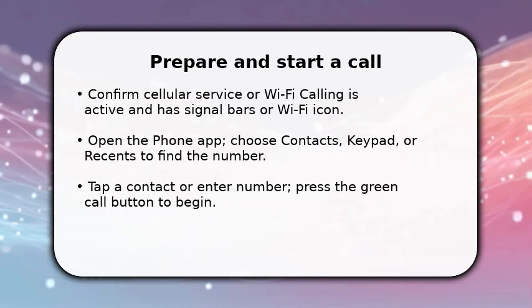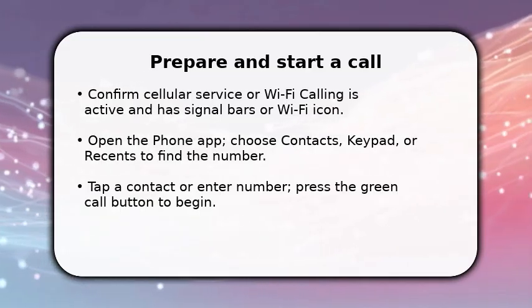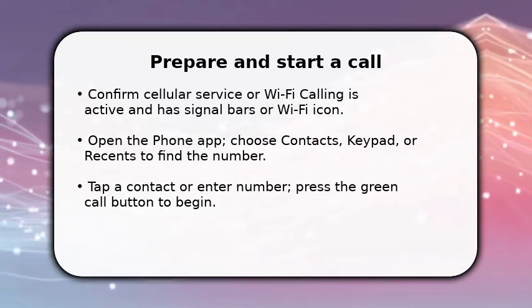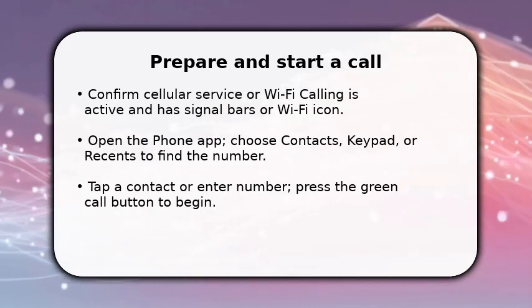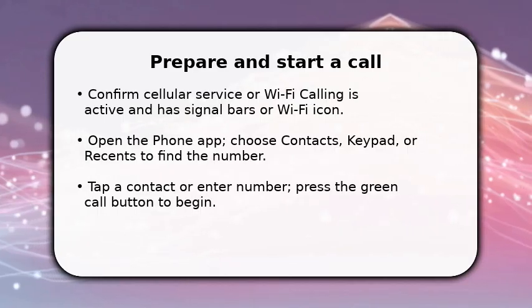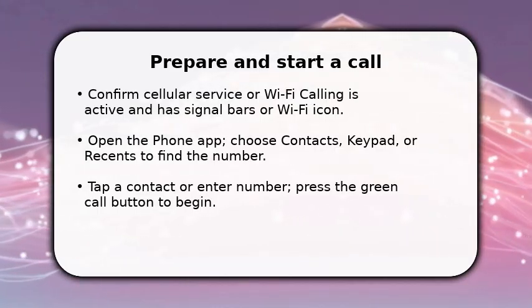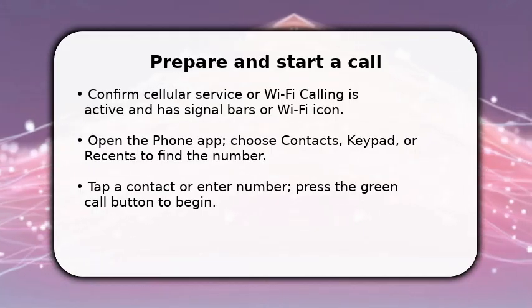You've confirmed signal and service. Now start the call. Open the phone app and quickly decide. Contacts if you know the name, keypad for a new number, recents to redial. Tap the contact or type the digits and press the green call button. Once the call connects, watch the status at the top and use the speaker or mute buttons as needed. This gets you into an active voice session immediately while preserving caller ID and cellular routing.